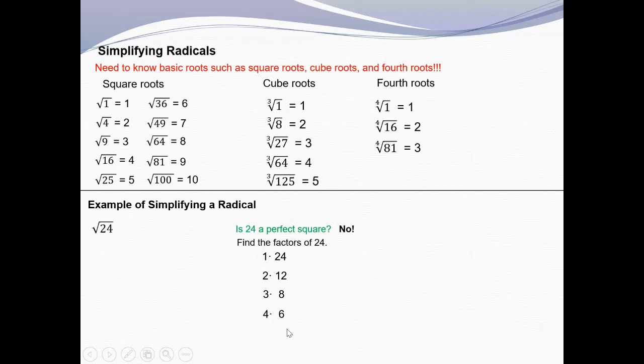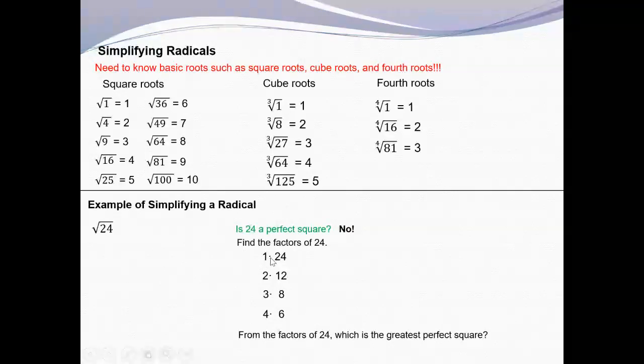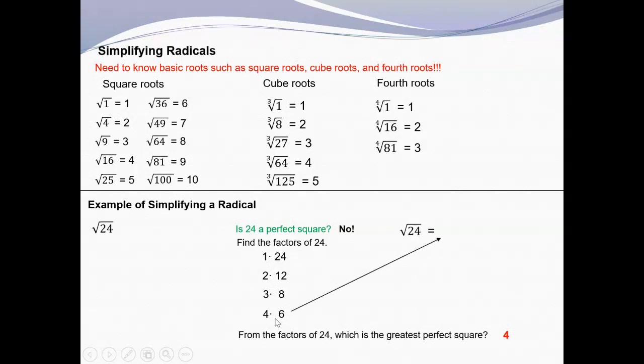From here, which one's a perfect square? Which one is the highest perfect square? We notice 1 is a perfect square, but 1 doesn't count because the square root of 1 times 24 is going to give us the same thing. So we notice 4 is a perfect square, and it's the highest perfect square because its root is 2. So this is the combination that I'm going to use. This becomes the square root of 4 times the square root of 6. The square root of 4 is equal to 2. So this is how you simplify it.